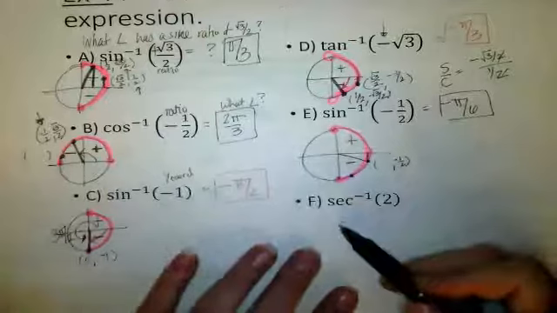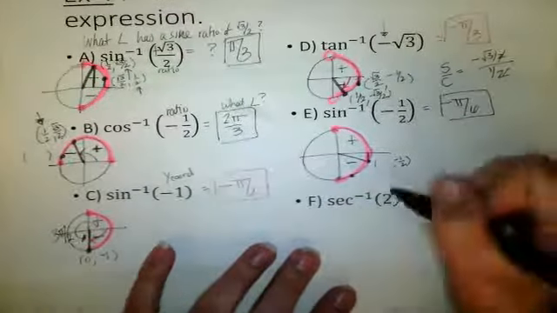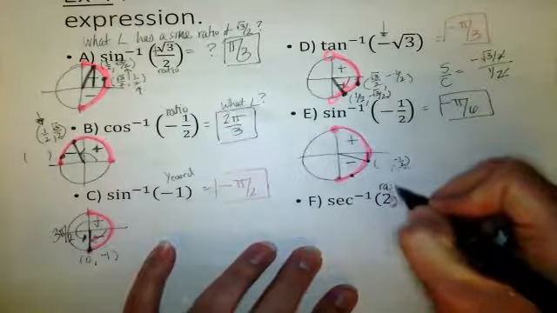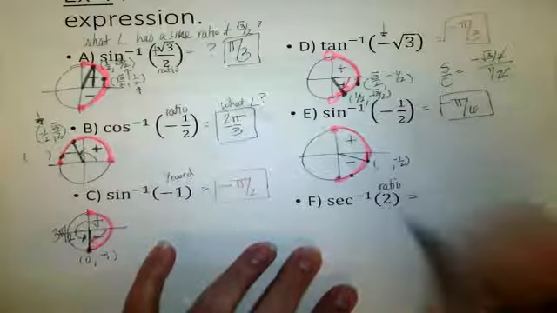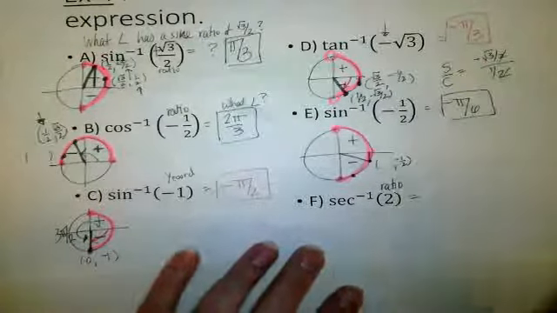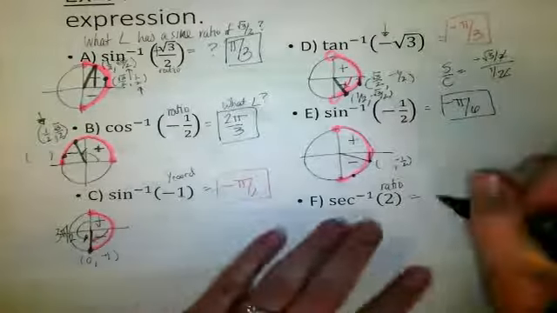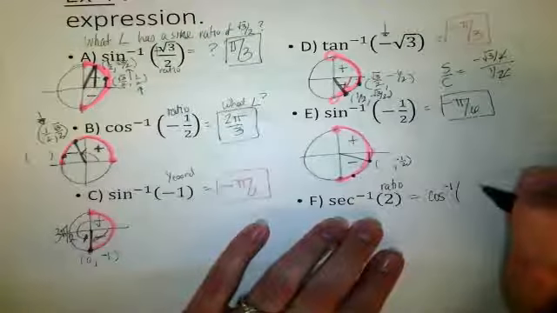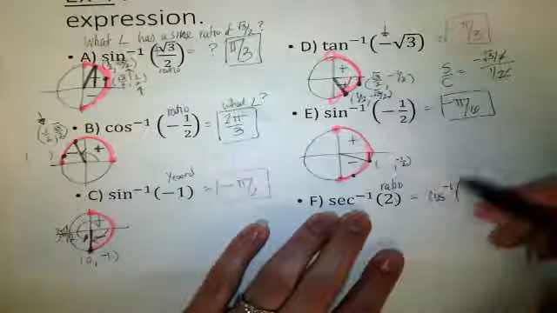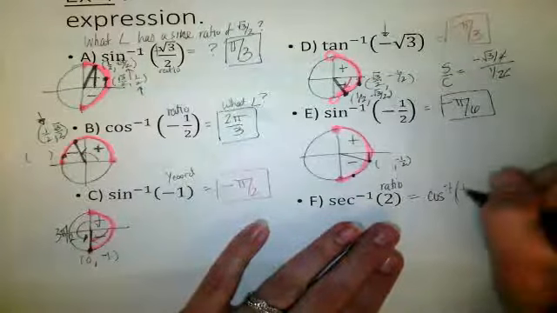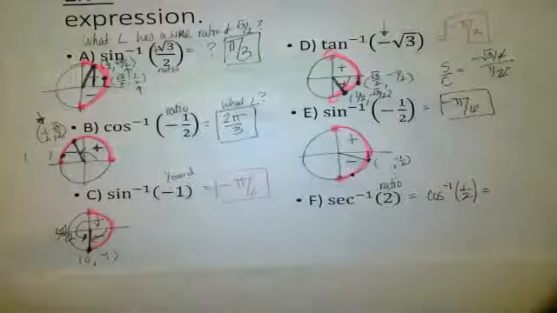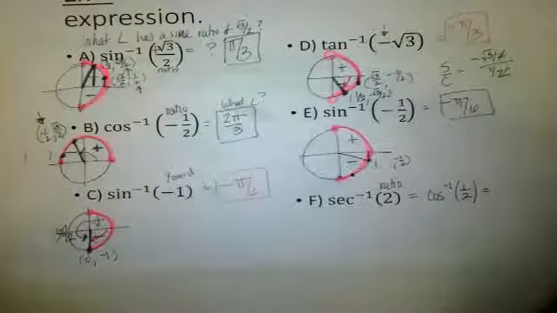All right, secant. Remember, this is what angle has a secant ratio of 2. So the ratio is 2. I know nothing about secant inverse functions, but I do know about cosine inverse functions. So if the secant ratio is 2, what's the cosine ratio going to be? 1/2.